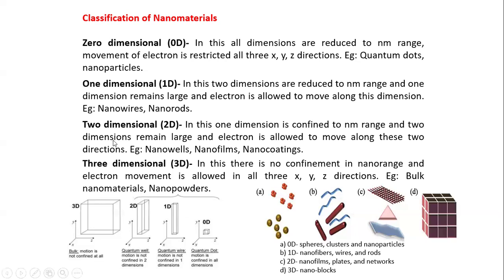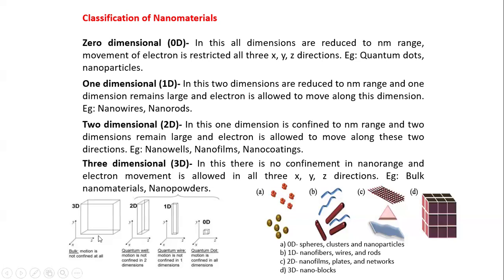Then comes 2-dimensional nanomaterials. In this, 1 dimension is confined to nanometer range and 2 dimensions remain large, and electrons are allowed to move along these 2 directions. Here we can see the diagram X, Y, and Z. The electrons are allowed to move in 2 of the directions. Examples for 2-dimensional nanomaterials are nanowells, nanofilms, and nanocoatings.